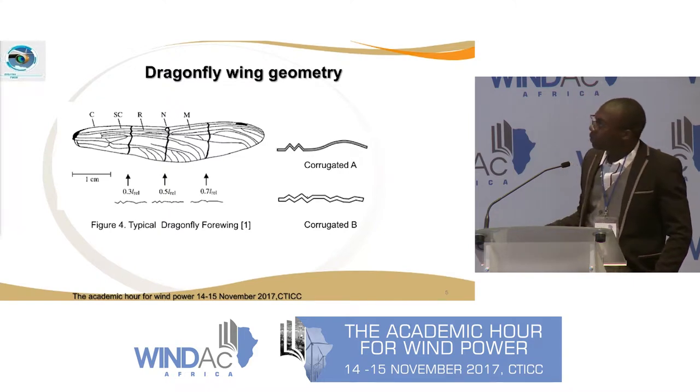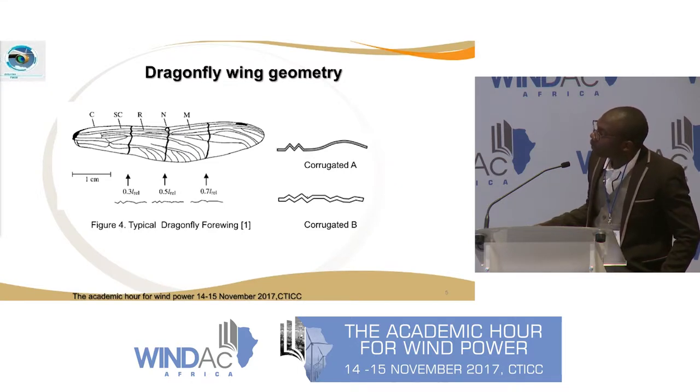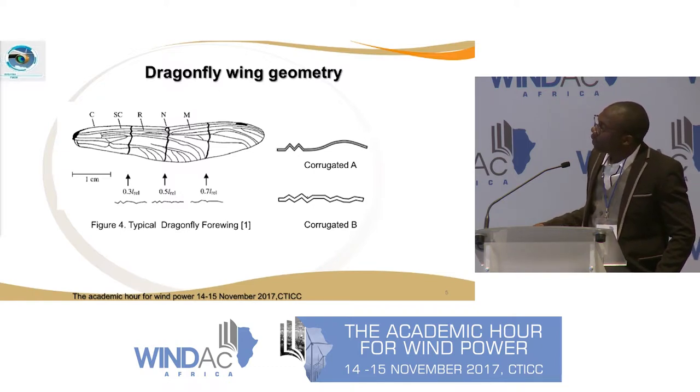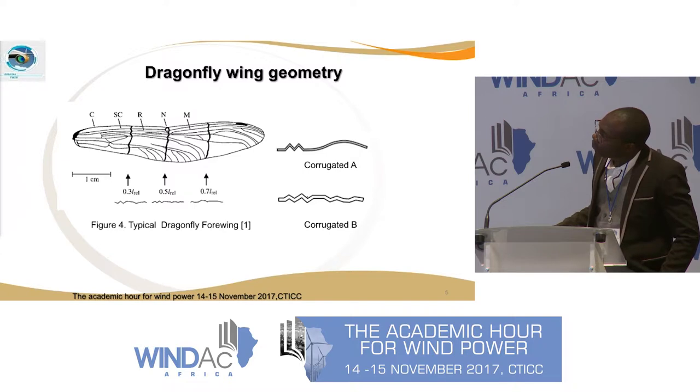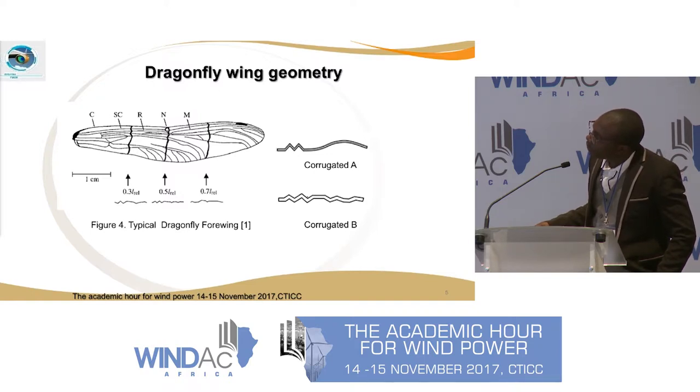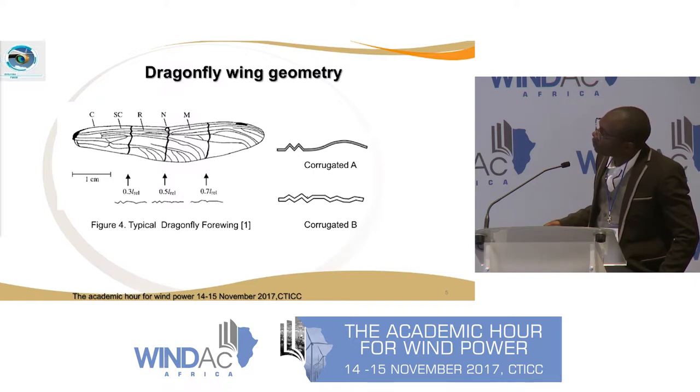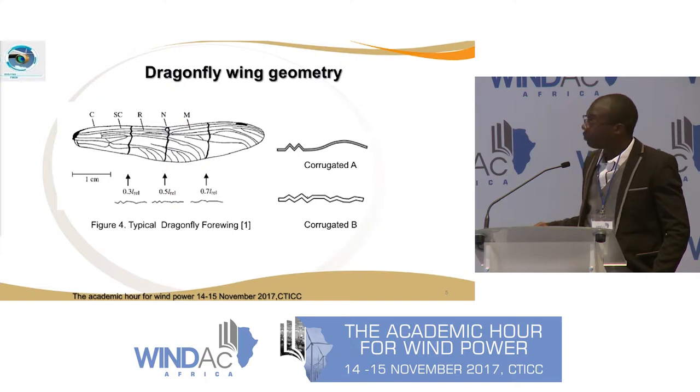Okay, the figure shown here is a typical dragonfly wing in sections. As we can see, these are the sections relative to the span. These sections are actually grouped into two groups, corrugated A and corrugated B. From the root of the span up to 0.7 relative length, these sections are more grouped as corrugated B, while the remaining ones from 0.7 relative length to the tip are more corrugated A. This is just an overview of that.